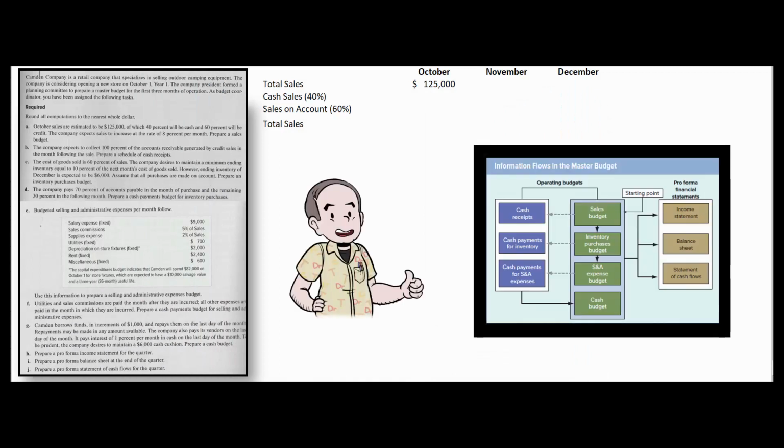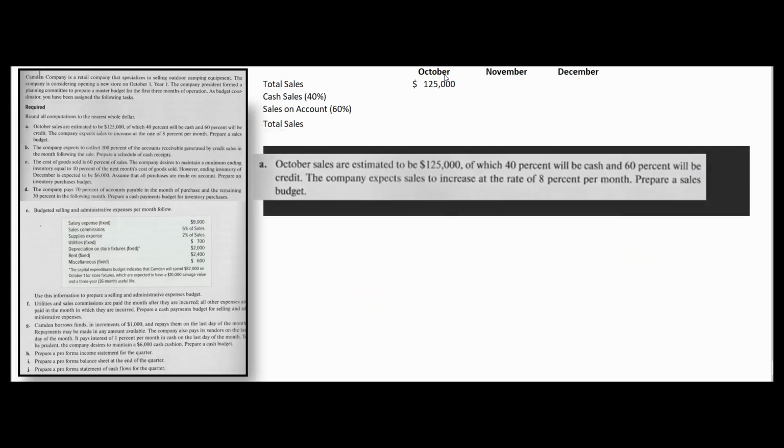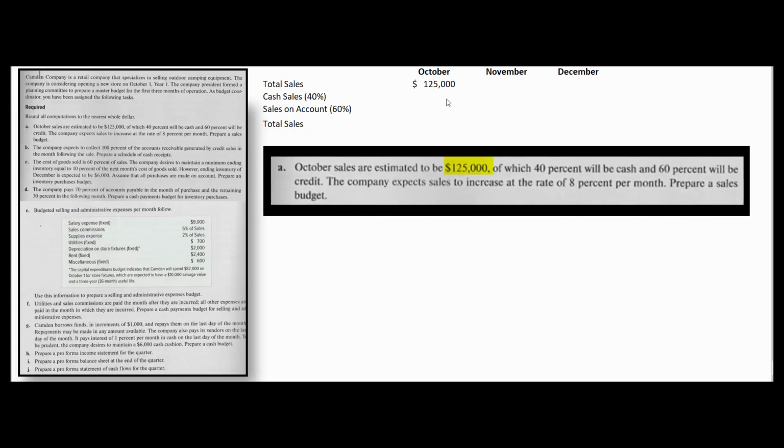Okay, this homework problem will take us all the way through an operational budget, all the way through to a pro forma income statement, balance sheet, and statement of cash flows. And the starting point is always the sales budget. We walk on down to the marketing department, we talk to them, and our committee gets together, and we say that our sales are predicted to be $125,000 for the month of October, and we've got to create a budget for October, November, and December.